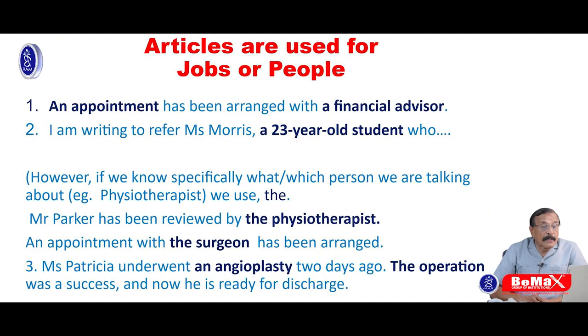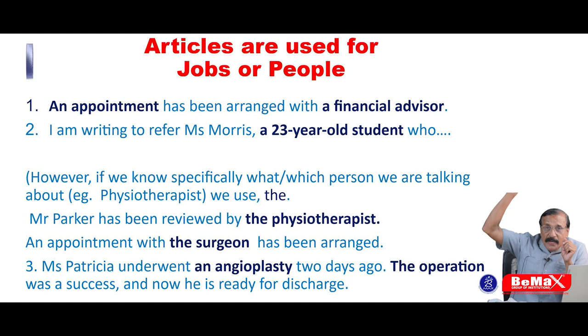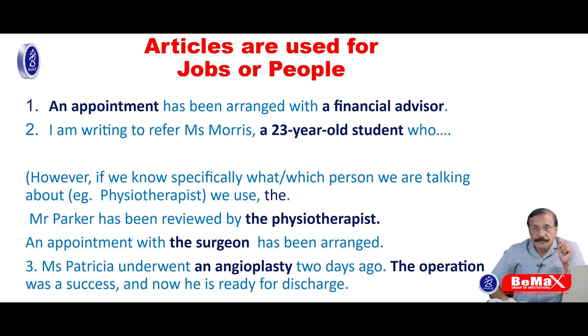Now another very important use of articles: job or people. Job, for example, look at this sentence which I have given here. An appointment has been arranged with a financial advisor. This is a sentence you are writing for a social worker. Please arrange an appointment with a financial advisor, and then you are going to refer to the financial advisor a second time. Or you can write, I am writing to refer Mrs. Morris, a 23-year-old student, a hyphenated word, which we have seen a little earlier.